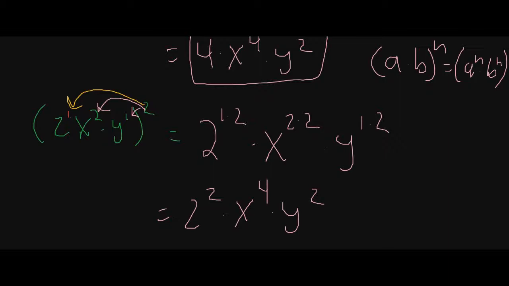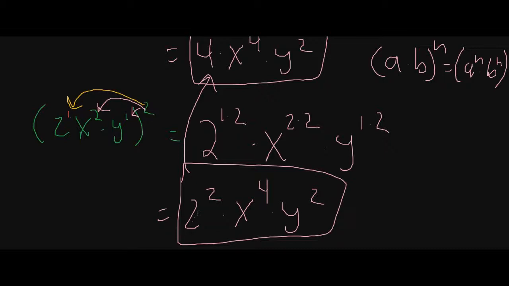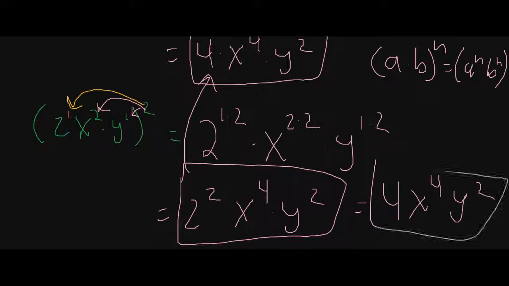And if you notice, this is the exact same thing as what we get up here. The only thing I didn't do is, 2 squared is 4, so if I wanted to, I could finally just rewrite it as 4x to the fourth power times y squared, which is the exact same thing as this up here. Hopefully that helps to clarify these. Thank you.